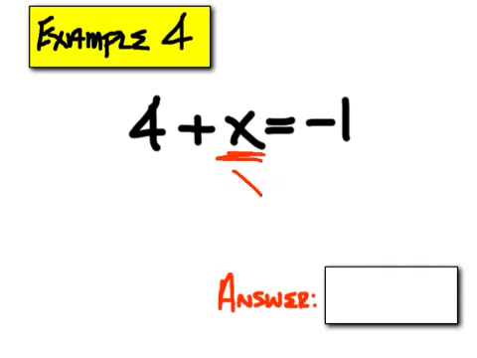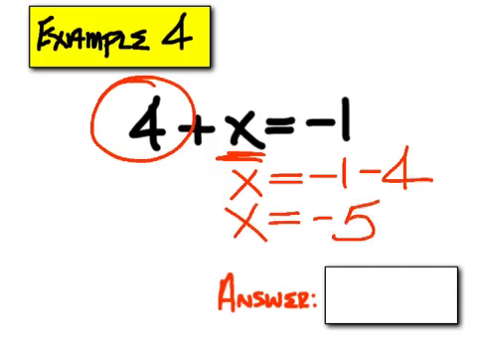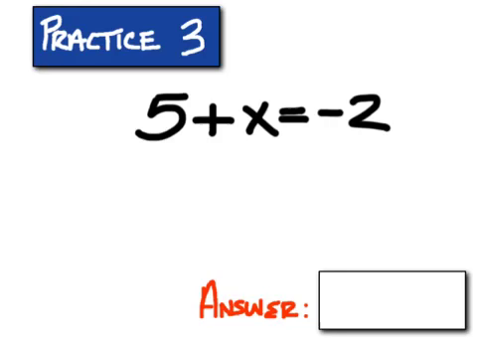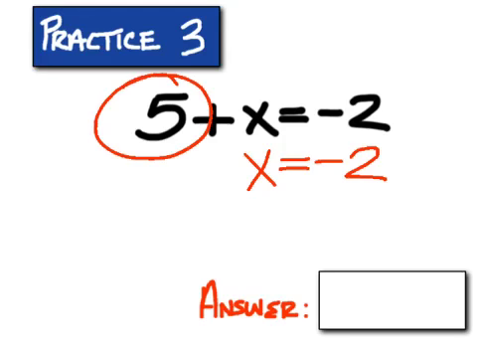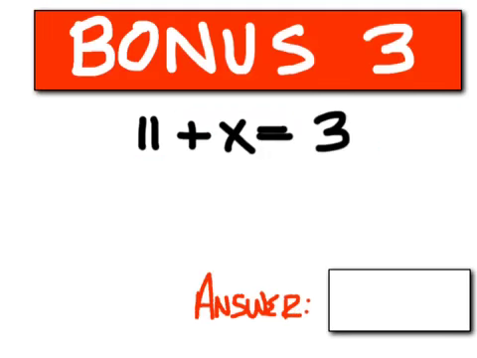Same thing on this one. Keep the x where it's at and move this to the right side. Make it minus and get an answer of negative 5. On the practice problem, you should have x equals negative 2 and then move this to the right side and make it minus 5, which is an answer of negative 7.